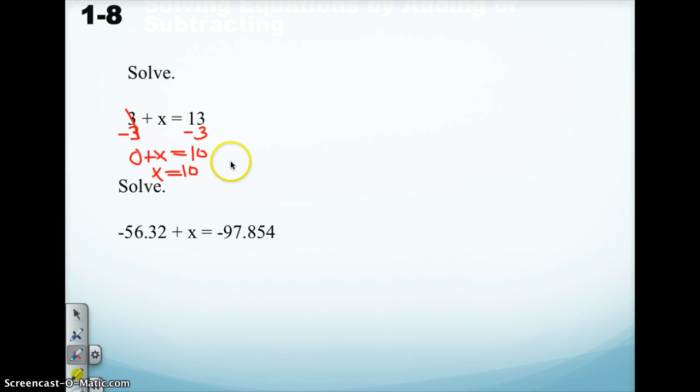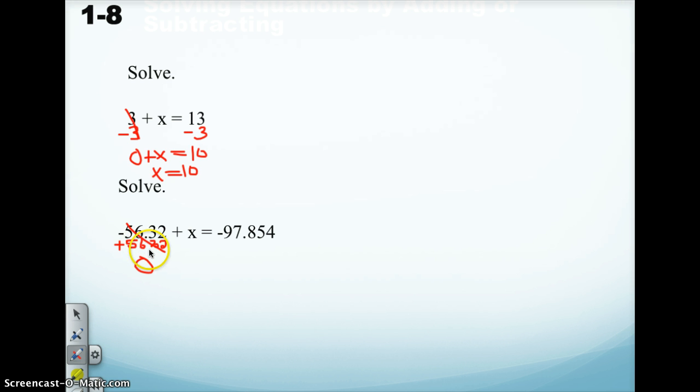We can do the same with decimals. Okay, I want to get x by itself, so I'm going to leave the negative 97.854 alone, and I need to get rid of the negative 56.532. So if I have negative 56 and 32 hundredths, in order to get that to be 0, to eliminate it, because it's a negative, I do the opposite, which would be a positive. So it's kind of like minus and plus, but it's just negative positive. So I would add 56 and 32 hundredths, which cancels out to equal 0.